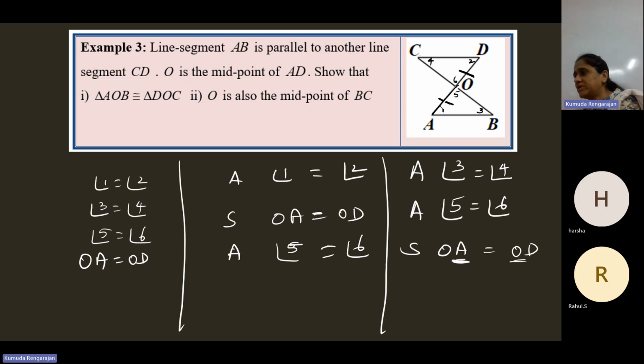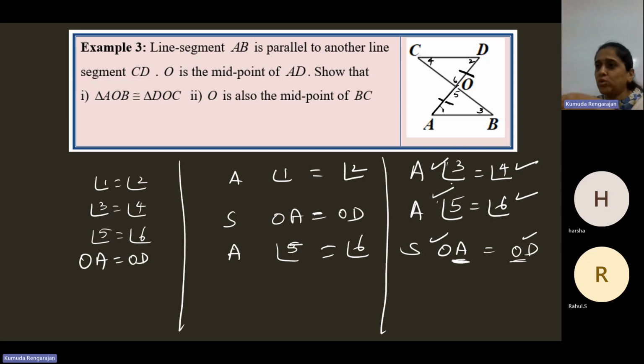And the order is what you should always write. So now see, 3 is equal to 4, alternate angles; 5 is equal to 6, vertically opposite angles; OA is equal to OD, given. So now angle 3, angle 5 and OA: two angles, some other side. Angle 4, angle 6 and OD: two angles on some other side. So this is AAS. That's all you should write in the given to prove that.